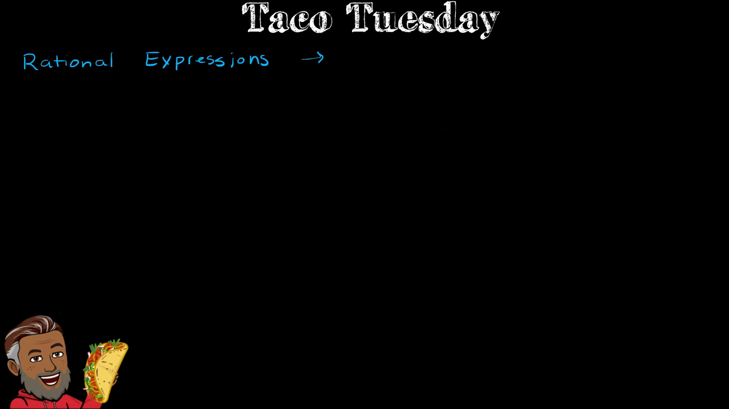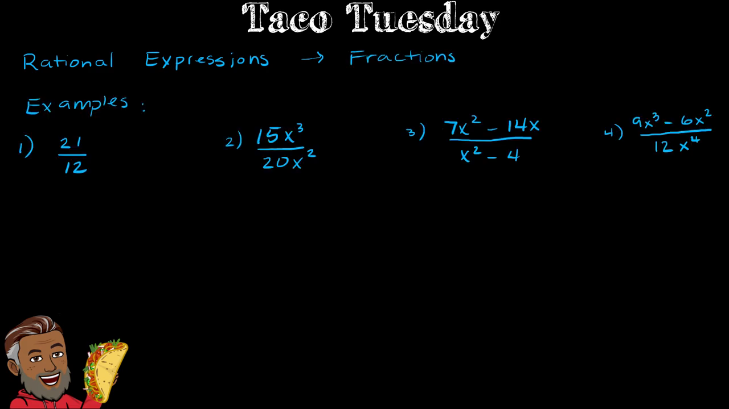Today, we're going to combine two ideas. We're going to combine something from back in fourth grade with something we did just about two to three months ago. What we want to do is introduce this idea of simplifying rational expressions. And a rational expression is just a fraction. So you'll notice that we have four examples right here, and all of them are fractions.